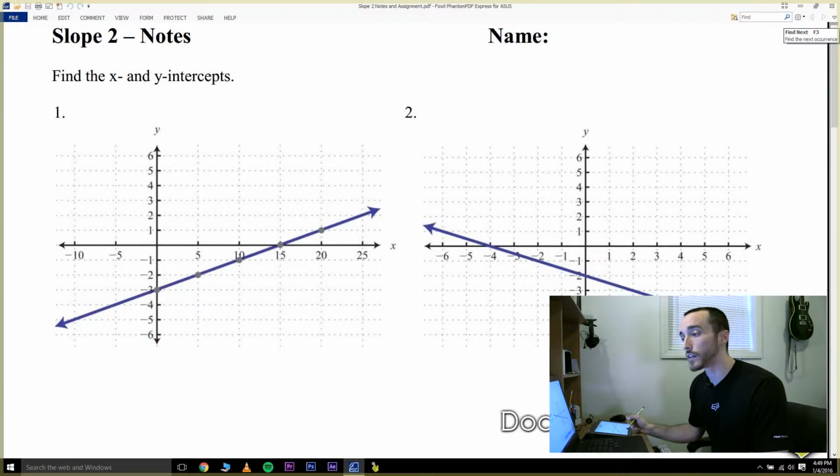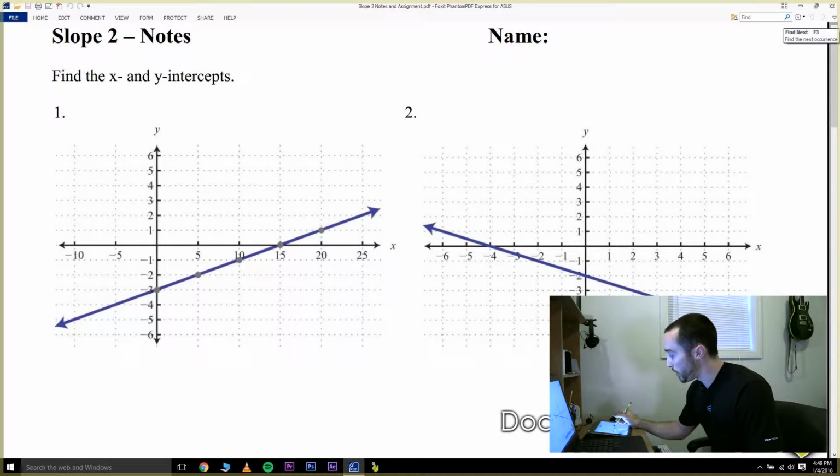Okay, so what exactly is an x and a y-intercept? Well, let's take a look at our graph here on number 1. The directions say find the x and y-intercepts. All that really means is that they're looking for an ordered pair where this little blue line that's drawn here crosses the x-axis. That'll be the x-intercept. And where does it cross the y-axis? That'll be the y-intercept. So for instance, in this problem, it's pretty straightforward.